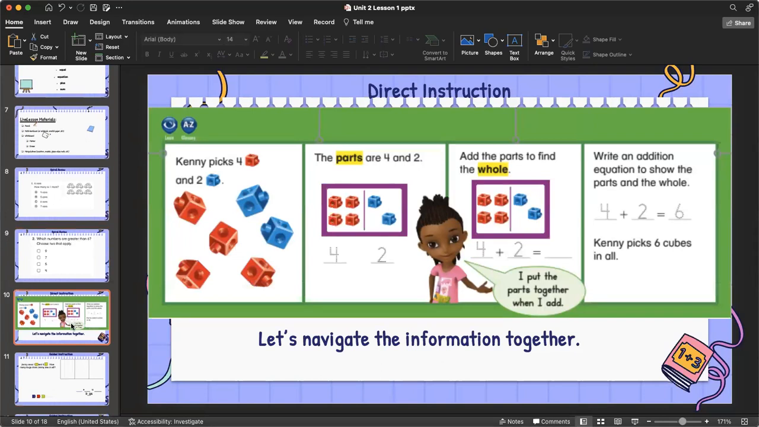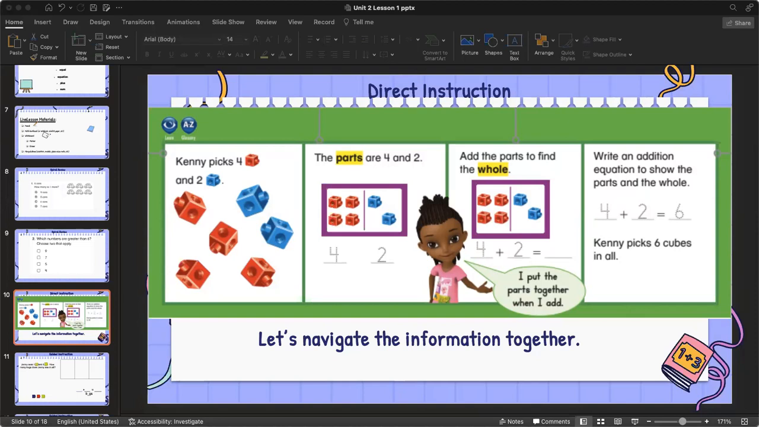As you go through this next bit of direct instruction, again, this is giving your learning coach different vocabulary words that we'll be working on so that you can identify the understanding of them. Kenny picks 4 red blocks and 2 blue blocks. Okay. The parts are 4 and 2. This is the start of creating those addition problems because, again, we are looking at them as a collective whole. Again, making those equations and using the academic language so your child is familiar with the academic language.